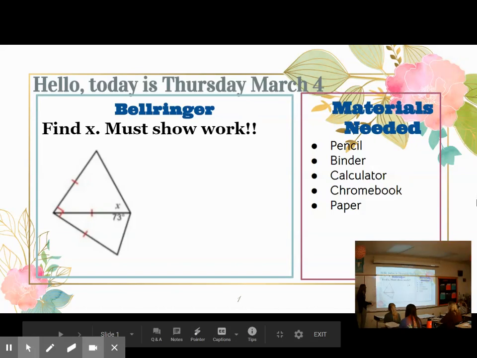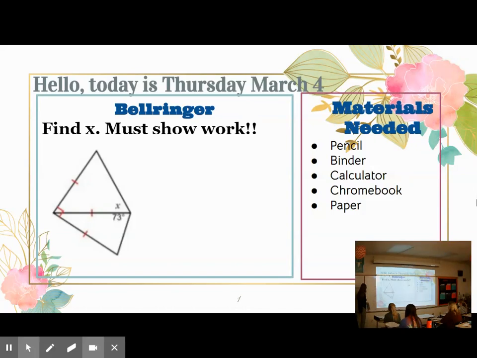Go ahead and explain to the class how you found x. So I did 73 plus 73, that's 146, minus 180, got 34. I know that's a right angle, so I did 34 minus 90, got 56. Plus, minus 180, got 124, divided by 2, and I got x equals 62.